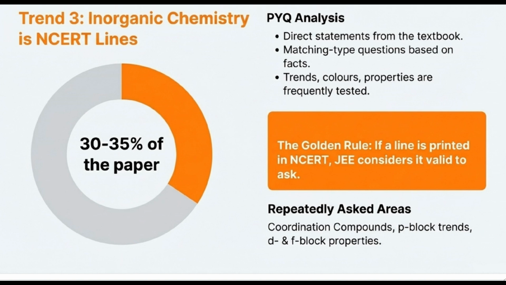From PYQs, you can see direct statements were asked, direct colors of D and F block elements, matching type facts like paramagnetic, diamagnetic, what is the shape, what is the geometry, trends, colors, properties are the only things you can expect in inorganic chemistry. Most repeated areas are coordination compounds, P block trends, D and F block properties, lanthanide contraction, what is the size, why it follows that size trend, but stick with NCERT. That is the golden rule for inorganic chemistry.